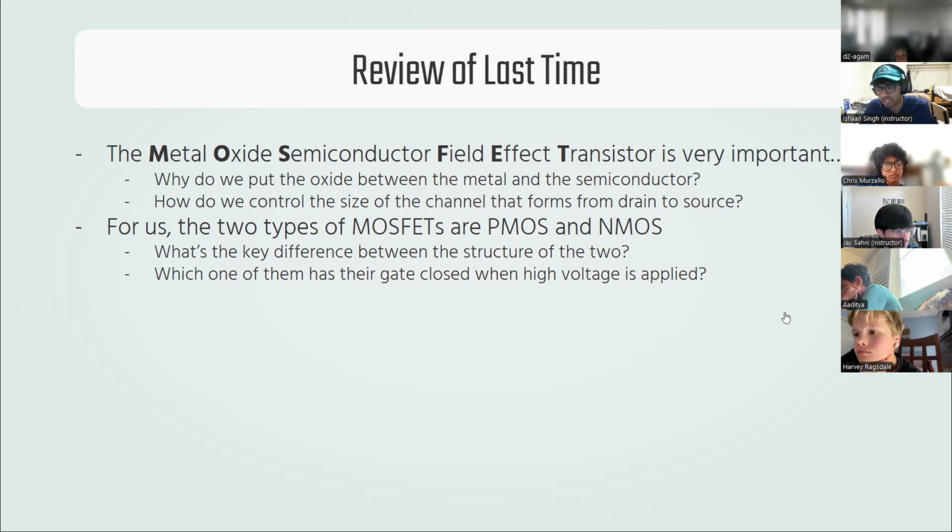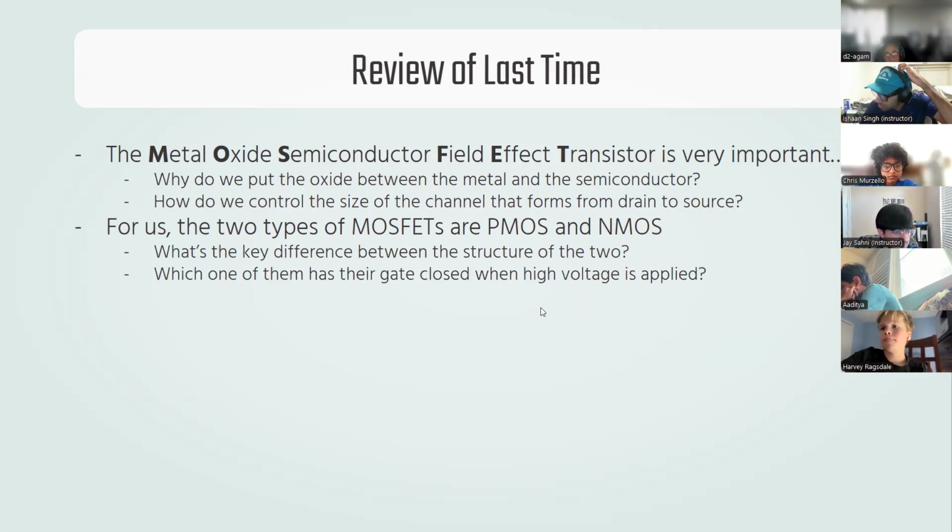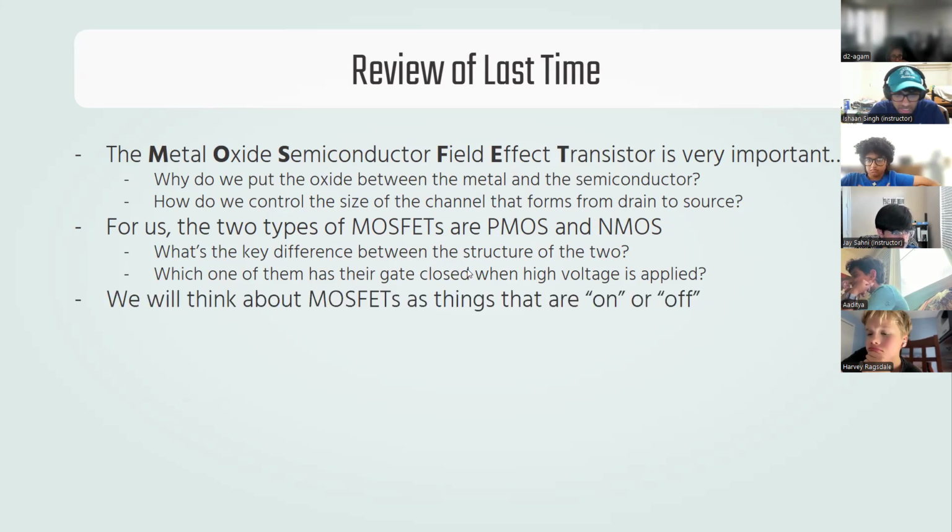it's like 50-50 guesses. It's PMOS. Okay. So remember, for an NMOS, I guess we'll get into it in a second. But when we have a high voltage, oh sorry, I lied. It's PMOS. When a high voltage is applied to a PMOS transistor, the gate is closed. When a high voltage is applied to an NMOS transistor, the gate is open. Okay, and this will make more sense in a second. And we're going to think about them as on or off.